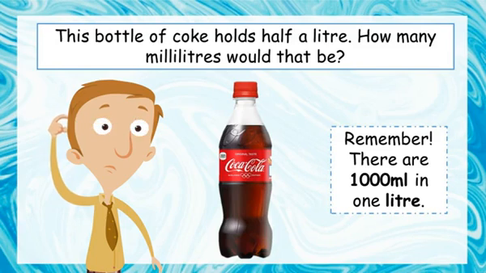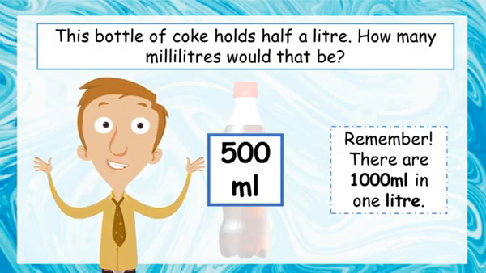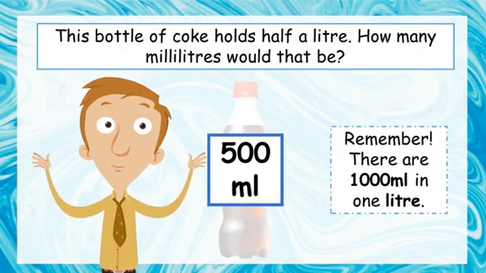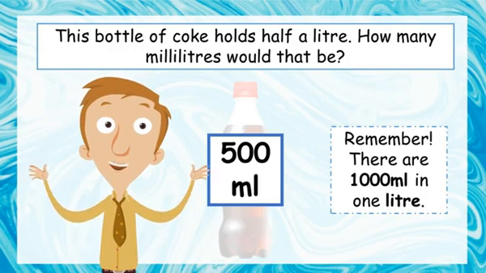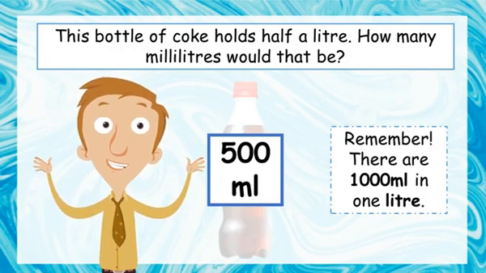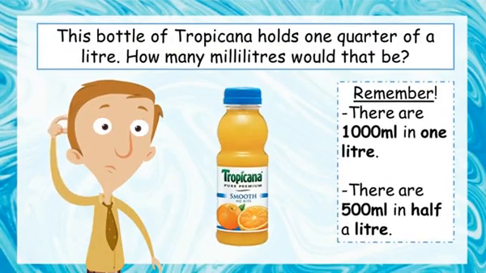Well, if there is 1,000 milliliters in a litre, then there is 500 milliliters in half of a litre. Most of the small bottles of minerals that you would buy in a shop can hold 500 milliliters of liquid. Have a look next time you're in the shop, see if you can find the measurement on the side of the bottle.